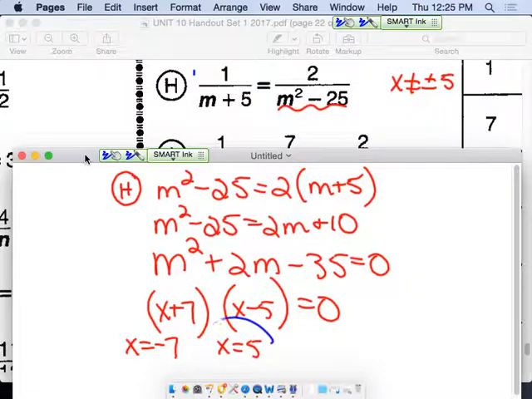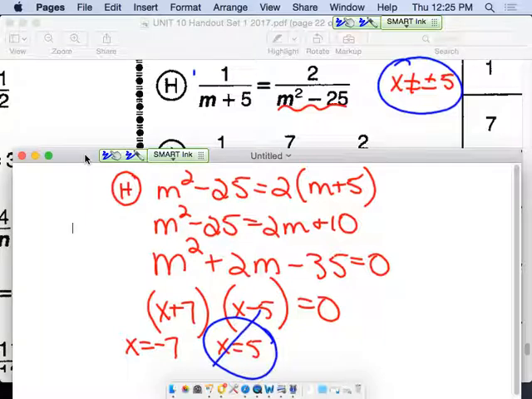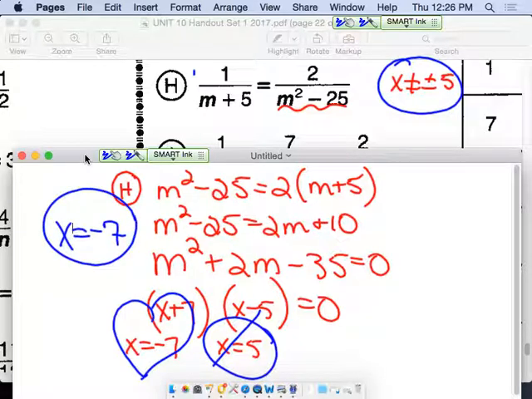Well, I have a problem right here with x equaling positive 5 because I've already said that x is not allowed to equal positive 5. So this can't be a solution. So the only solution to this particular problem is x equaling negative 7.